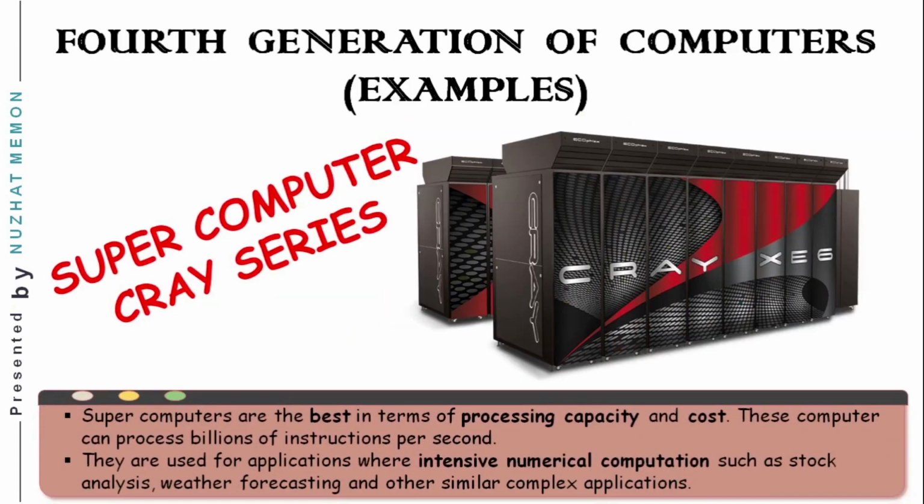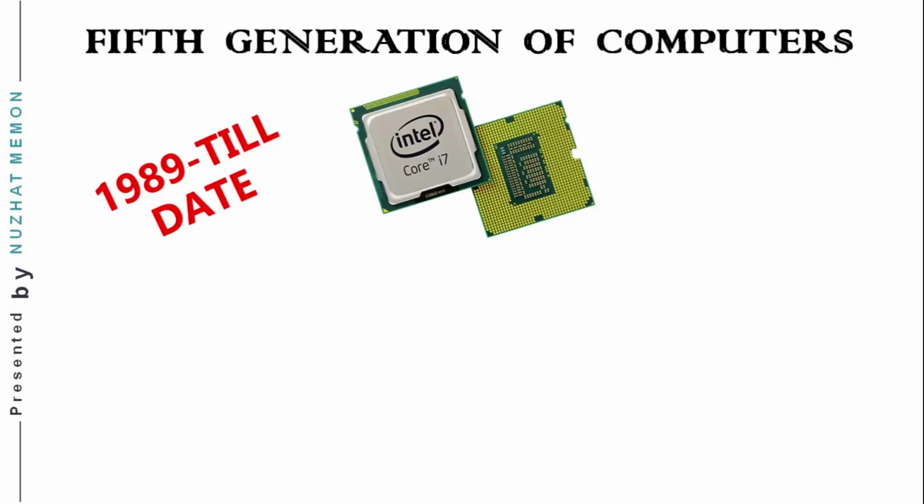So supercomputers are the best in terms of processing capacity and cost. They are highly expensive, but they are best in processing capacity. These computers can process billions of instructions per second. So they are used for applications with intensive numerical computations such as stock analysis, weather forecasting, and other similar complex applications. So let's move towards our fifth generation of computers, that is from 1989 till late.